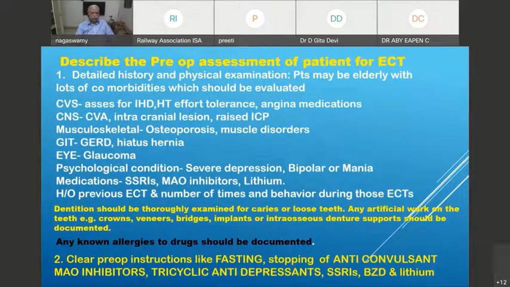Then clear pre-op instructions, like fasting. This requires fasting. Unlike your cataract surgery done under local anesthesia, in ECT, because you are going to make the patient unconscious, strict fasting guidelines are very important. You have to stop the anticonvulsant drugs. If the patient is a known epileptic, you have to withhold the anti-epileptic medication. And some of the drugs like MAO inhibitors, tricyclic antidepressants, all the psychiatric drugs, you also withhold on the day of the ECT.